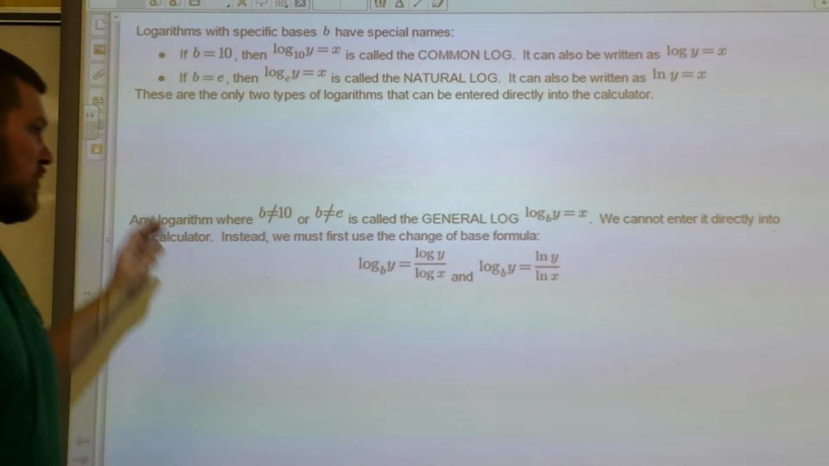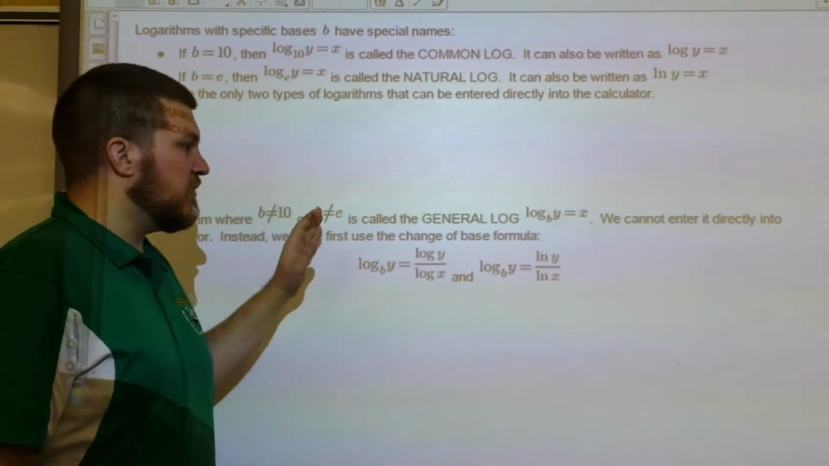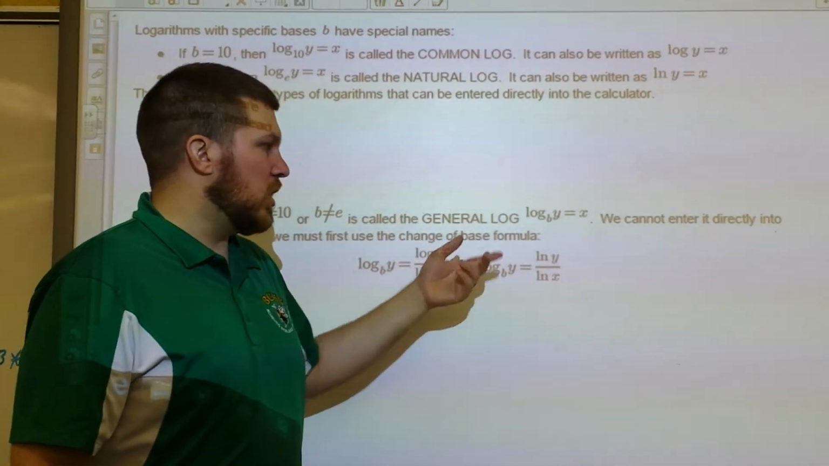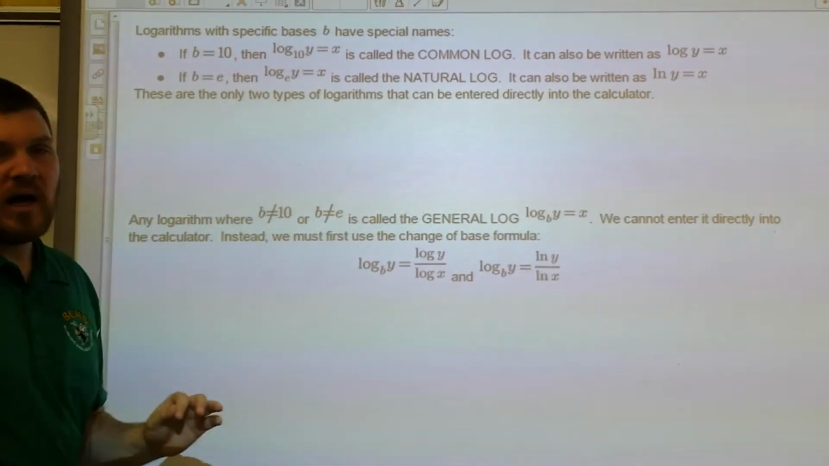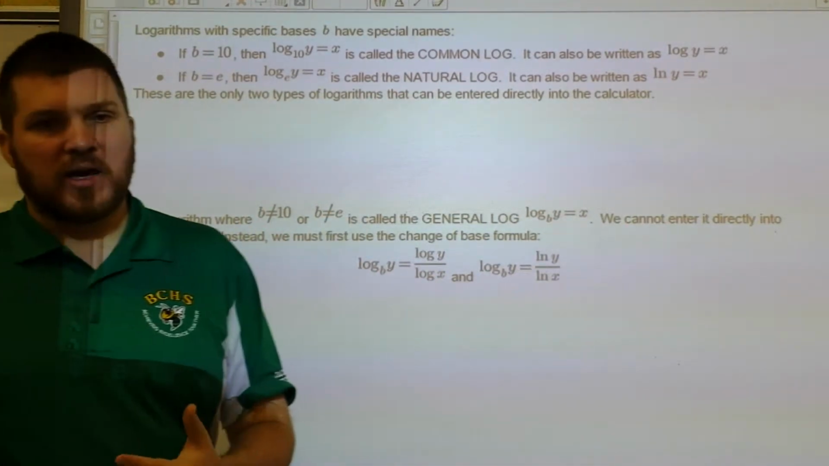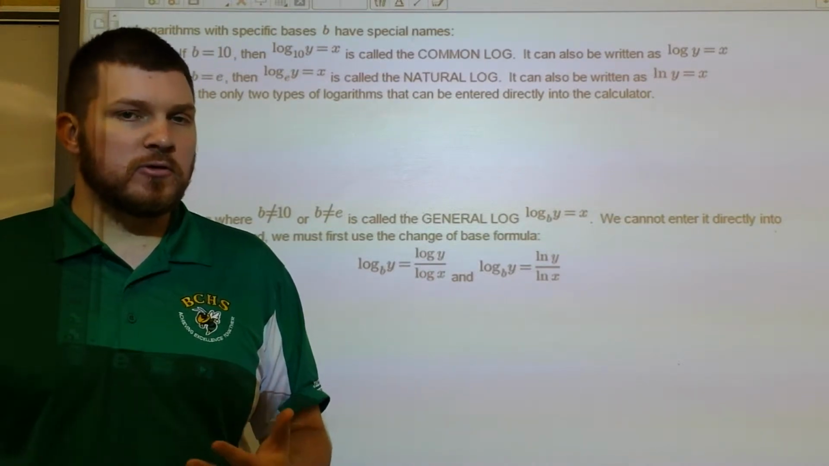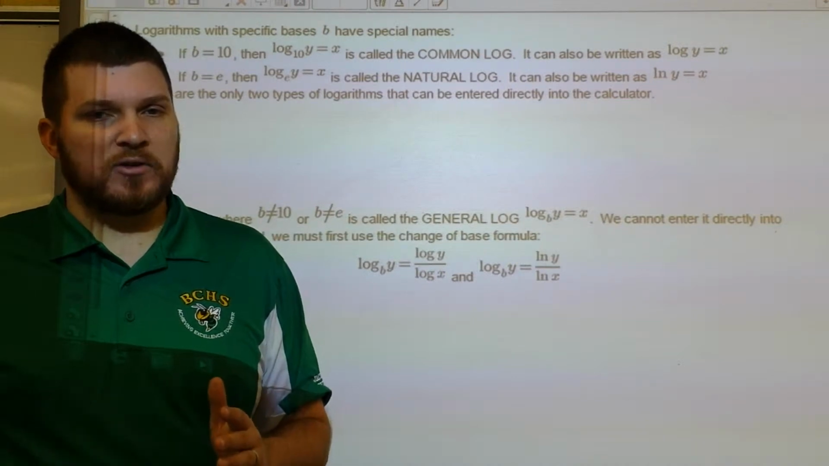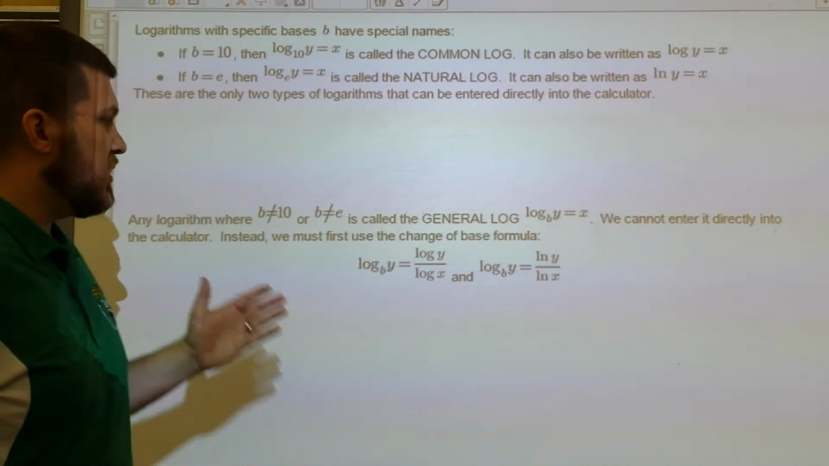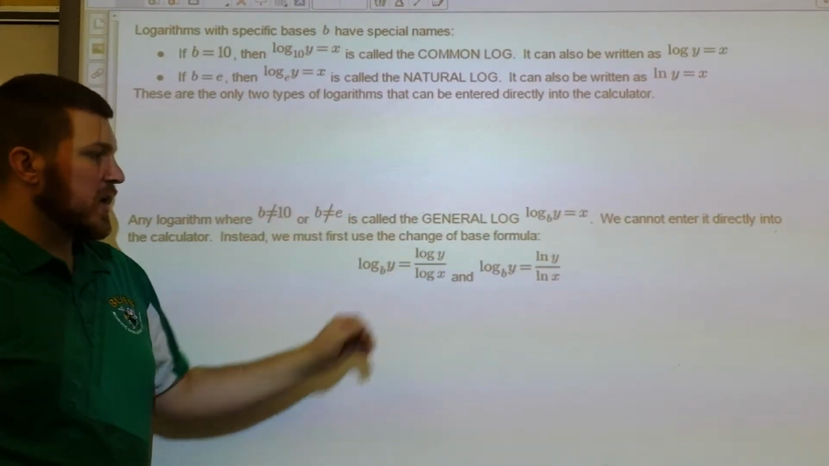Everything else, if your base is anything besides 10 or anything besides e, then it's called the general log. We're just going to write it log base b of y equals x. You cannot put the general log directly in your calculator the way it is unless you have a newer calculator. Some of the newer calculators will. So if you're lucky enough to have a newer calculator, then great. If not, you need to use the change of base formula, which is this.